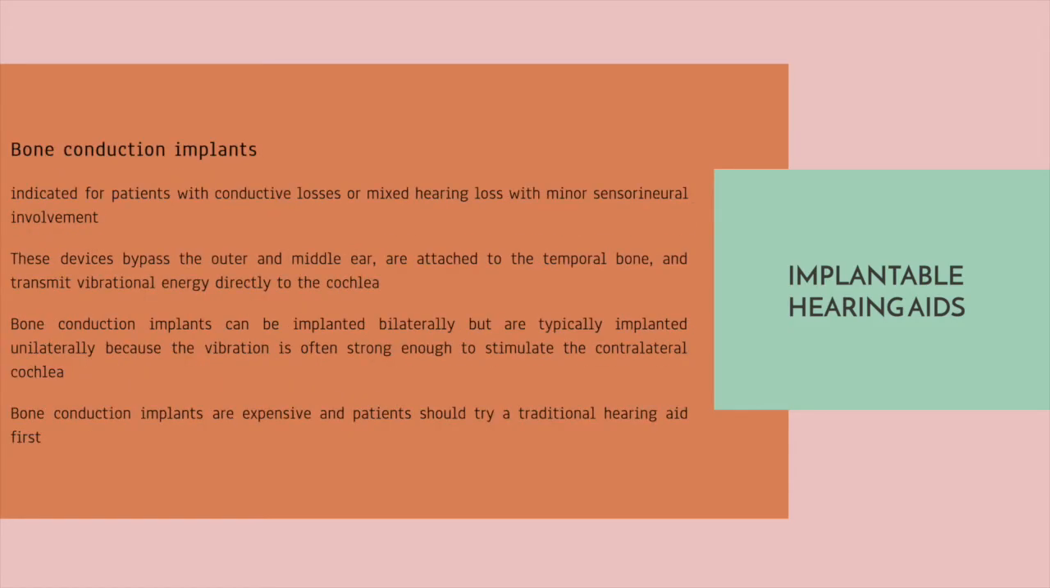The second one is bone conduction implants. It is indicated for patients with conductive losses or mixed hearing loss with minor sensorineural involvement. These devices bypass the outer and middle ear, are attached to the temporal bone, and transmit vibrational energy directly to the cochlea. Bone conduction implants can be implanted bilaterally but are typically implanted unilaterally because the vibration is often strong enough to stimulate the contralateral cochlea. Bone conduction implants are expensive and patients should try a traditional hearing aid first.